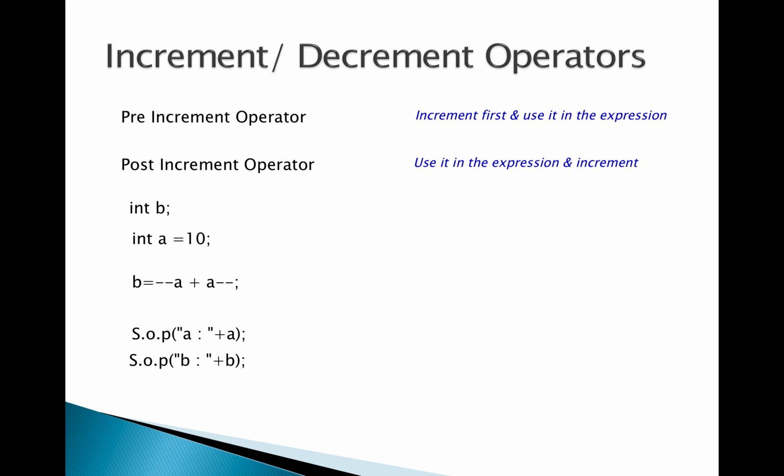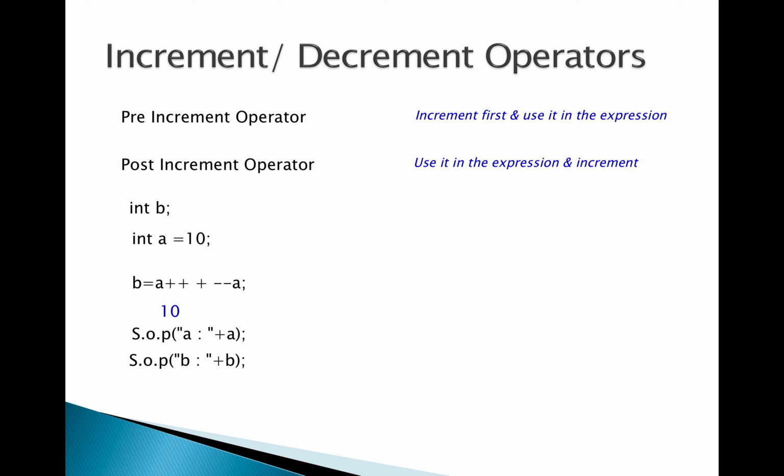Let's see one more expression. b is equal to a++ + --a. So here what is going to happen is a's value is 10, and when you use it in the expression, a's value will be used as such because it is a post-increment operator. So a's value is going to be used as 10.